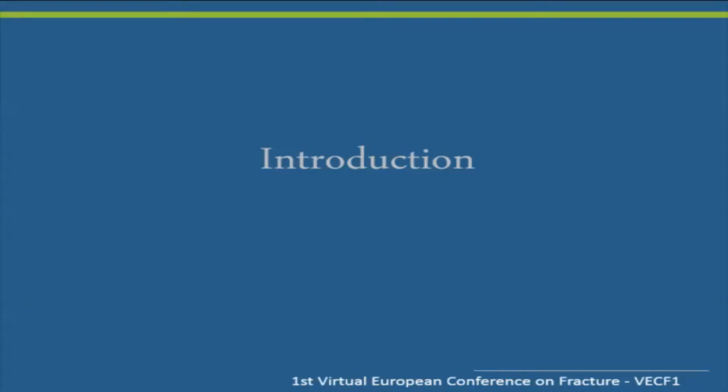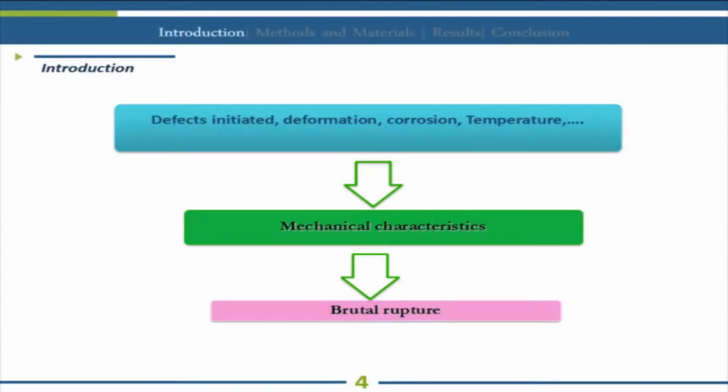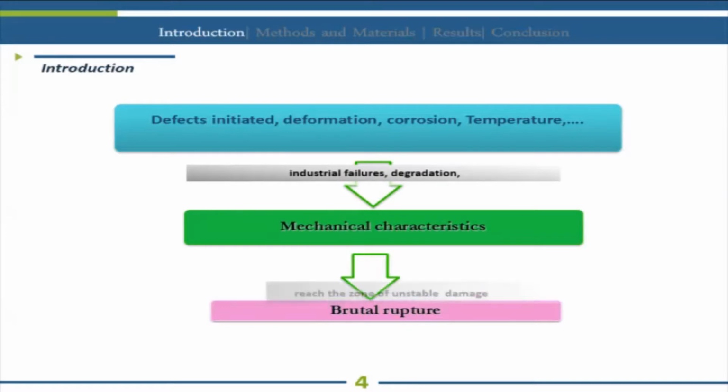We will begin by discussing some of the problems we will face, such as defects, deformation, corrosion, and temperature. Because of their severe operational conditions, many industrial components are subject to complex combinations of mechanical constraints. These combinations are at the origin of initiation and propagation of cracks in these parts, which contributes to the ruin of the structure, which is the aim of our work.